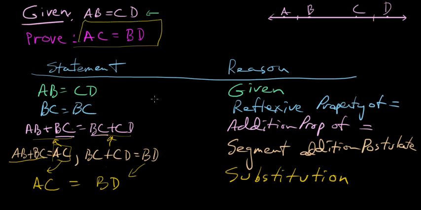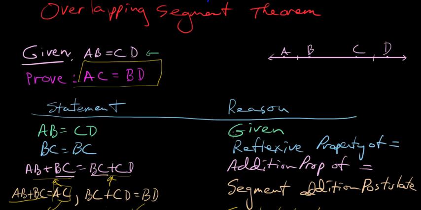Now, if this is a little confusing to you, it probably will be at first. But just remember, we took it a step at a time and we gave a reason for each statement, each thing we're doing. Okay? So, the next thing you need to know, by the way, we just proved the overlapping segments theorem. One more thing I want to talk about here, and these are the properties of equality.